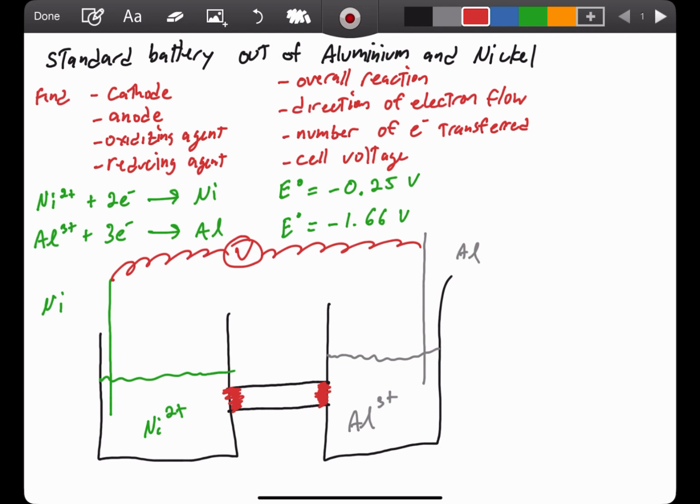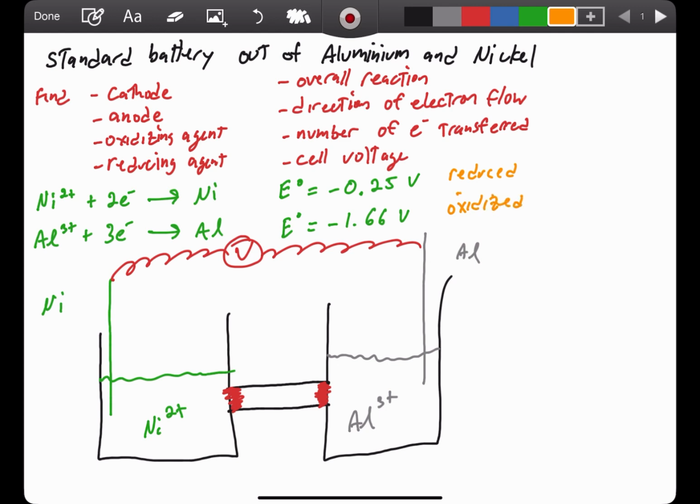Now, by looking at some of the information that we have from the two half reactions, we can figure out which way the voltage is going to go. We can figure out what's going to be oxidized and what's going to be reduced. Now, since the nickel has the higher of the two, or the more positive or the less negative half cell potentials, that means that nickel is more likely to be reduced. So that is what will be reduced. So the nickel will be reduced and the aluminum will be oxidized.